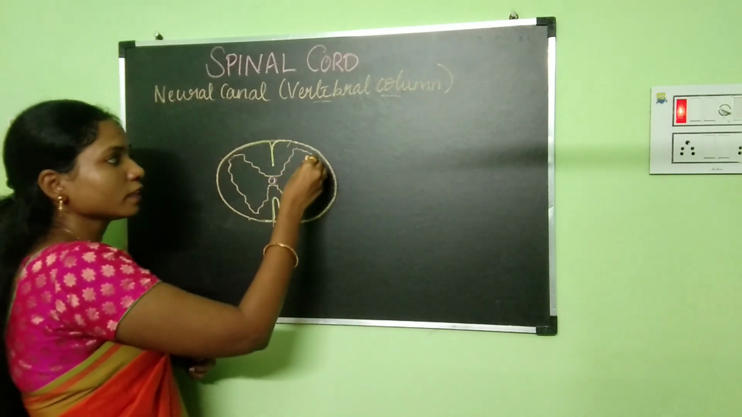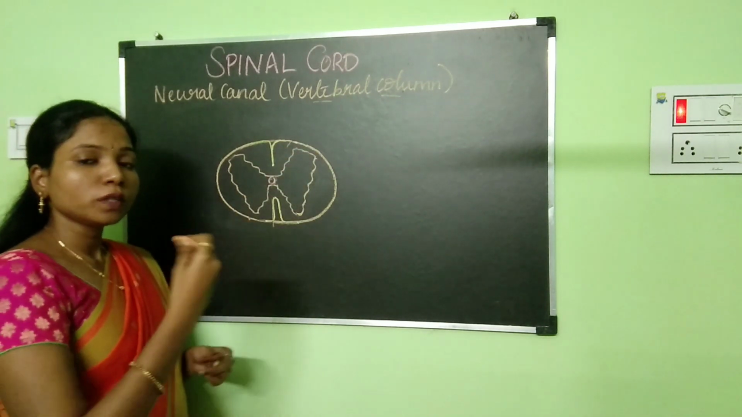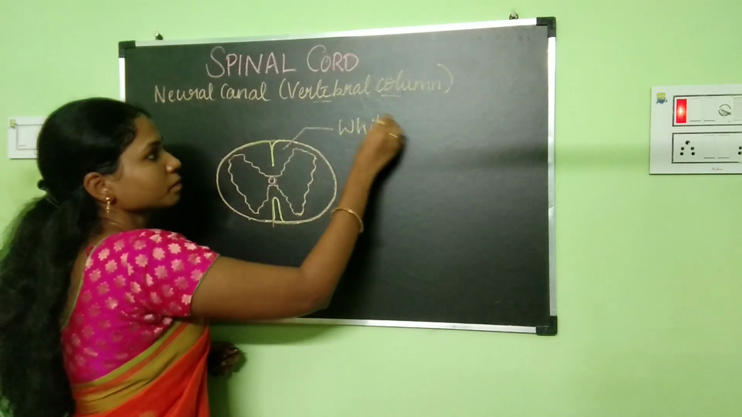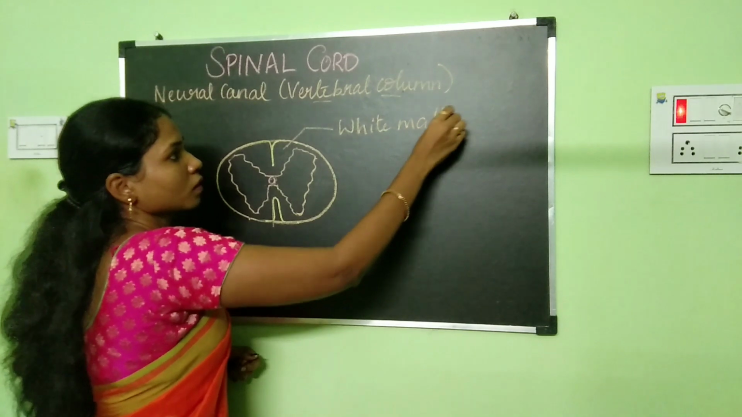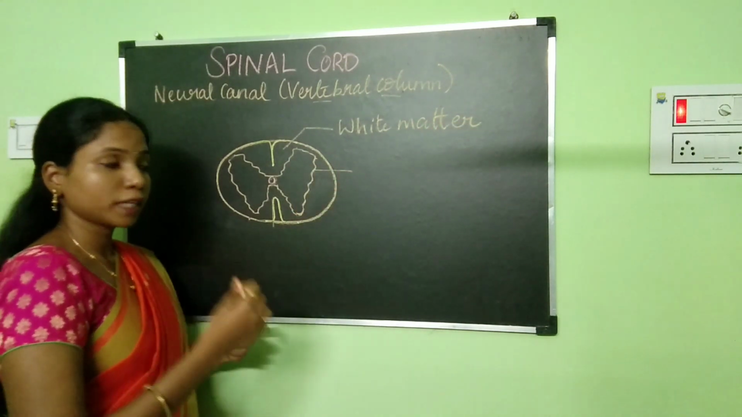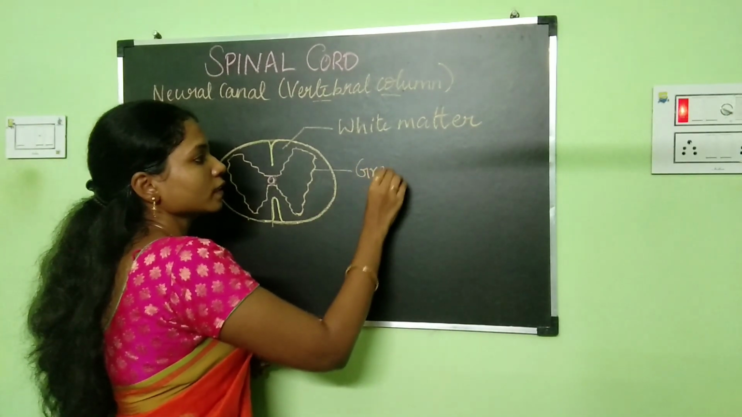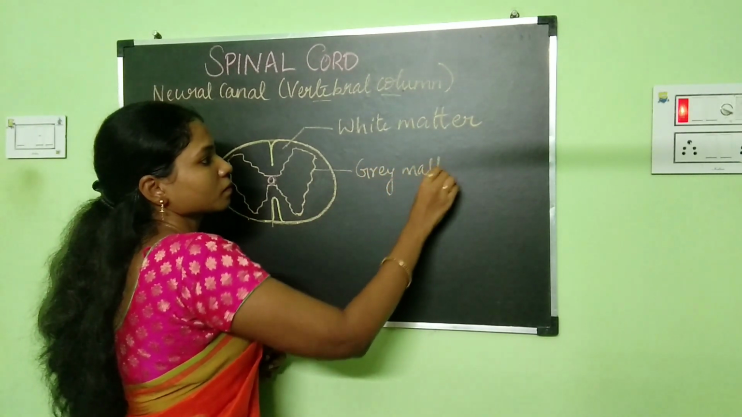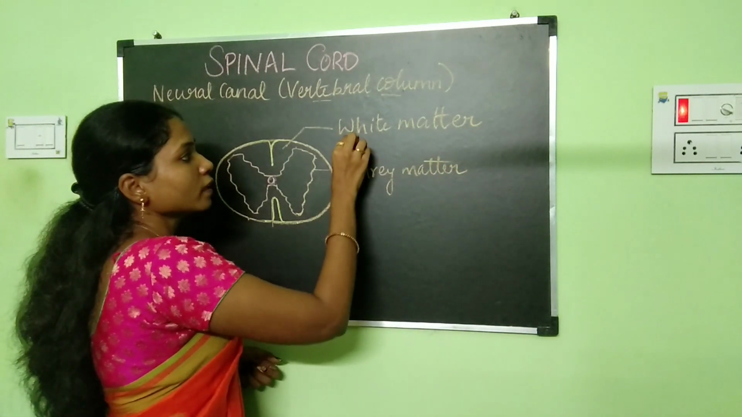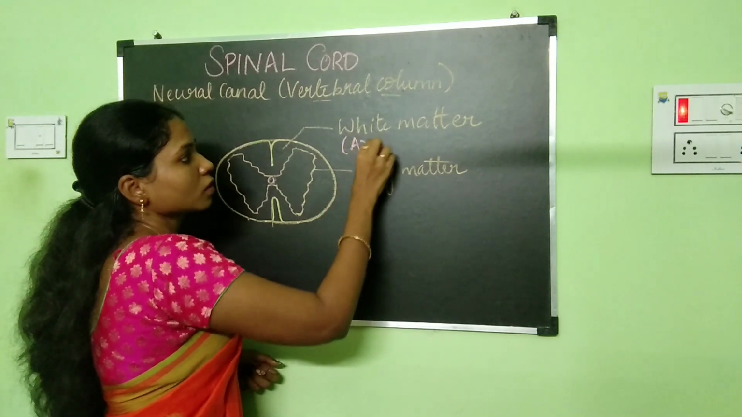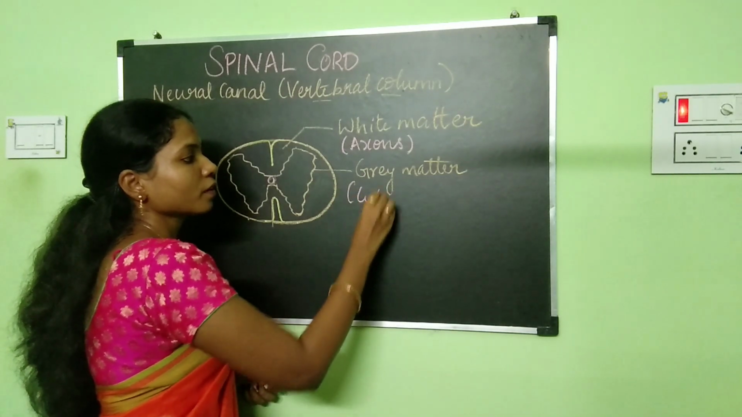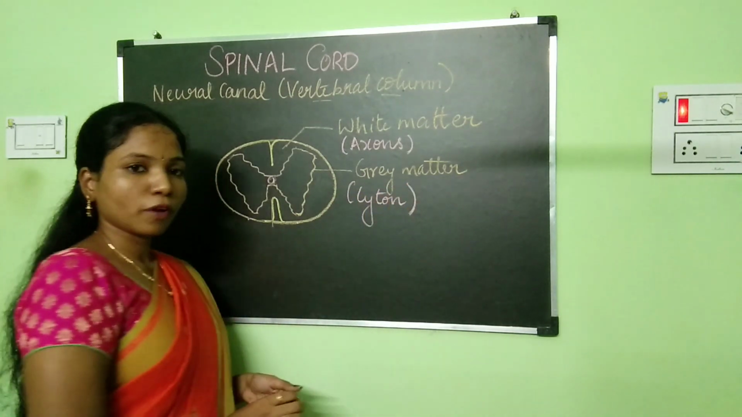And as you can see here, the spinal cord is made up of 2 distinct regions. One is the white matter and the other region, which is shaped like an H, is called the grey matter. The white matter is made up of the axons of the neuron and the grey matter is made up of the cyton of the neuron.